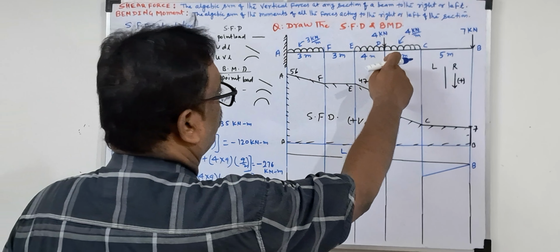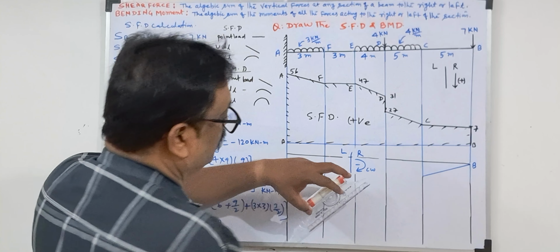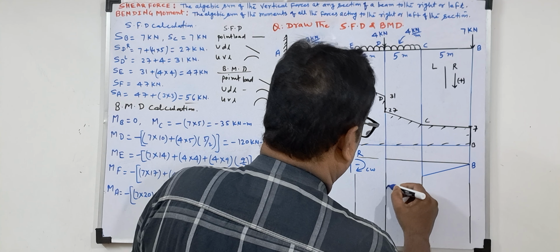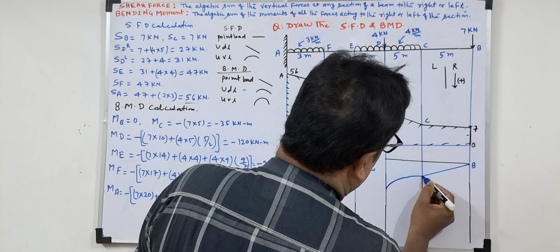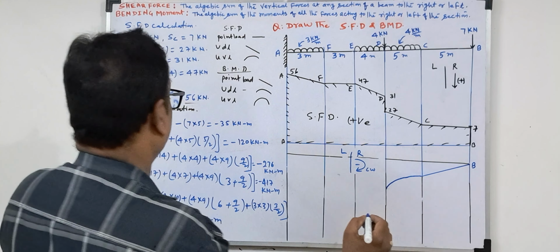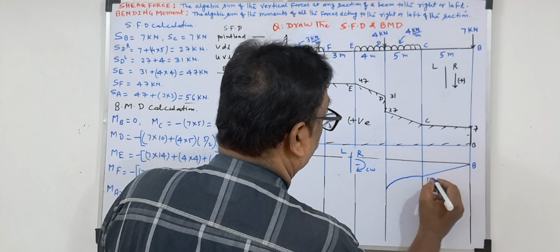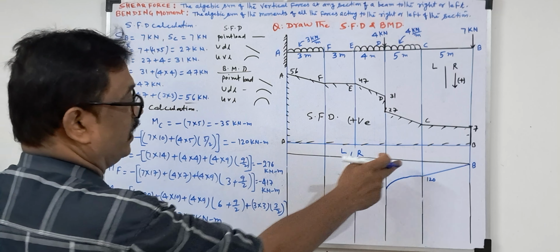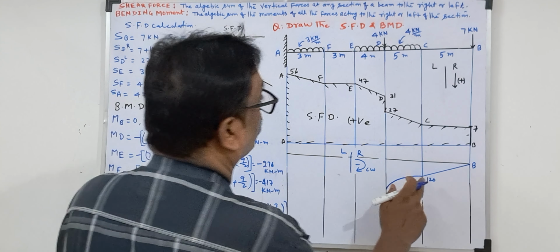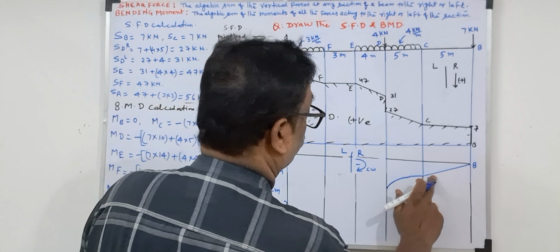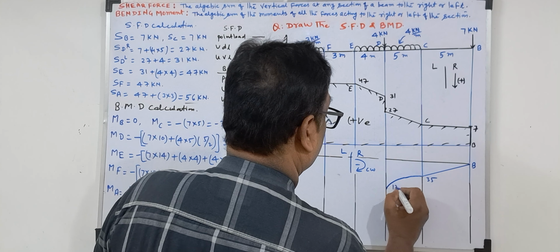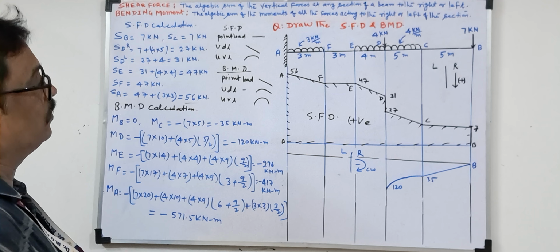Now MD. Now MD will have the UDL, so we will draw a curve line here, a second degree parabola. This will be MD, how much? 120. The minus sign we will not write, because this is already the negative side, below the line. MC will be 35. MD is 120.